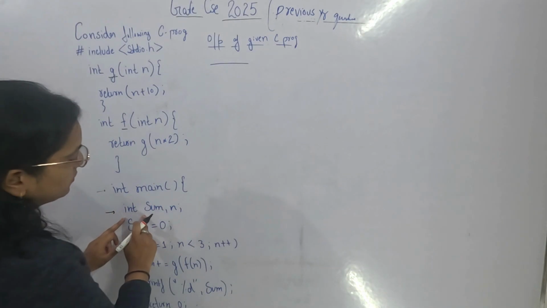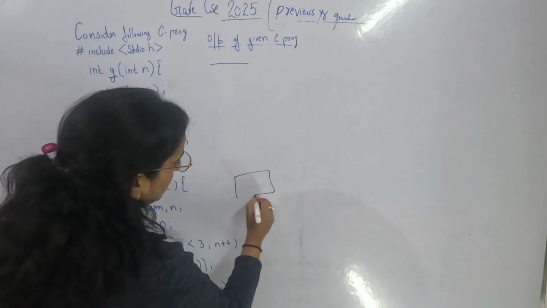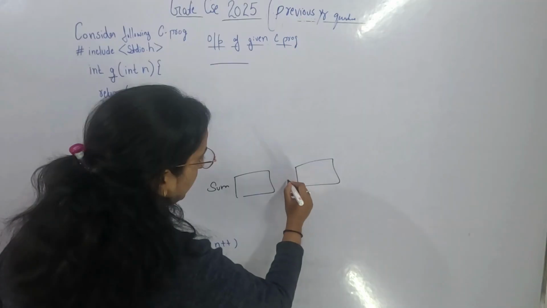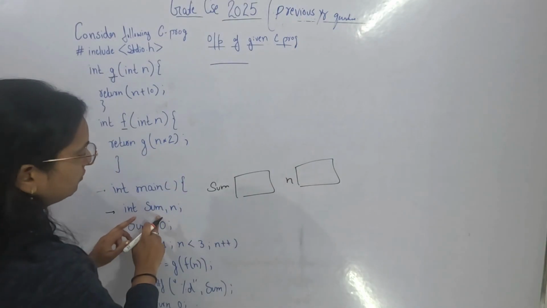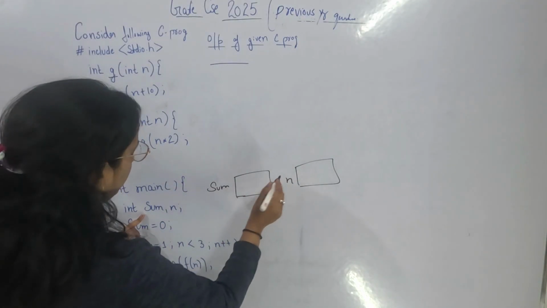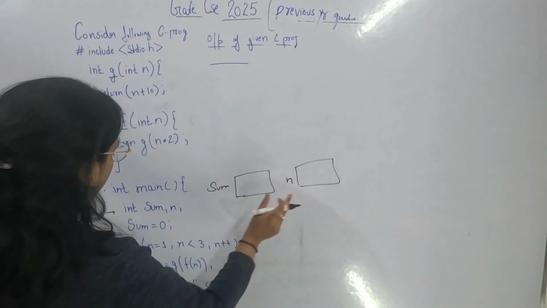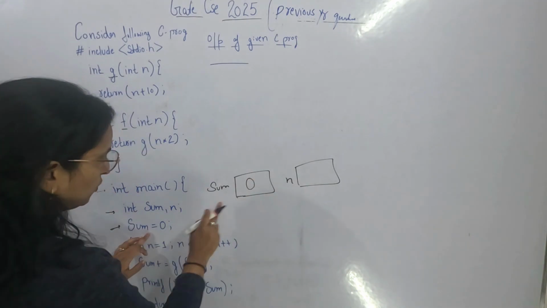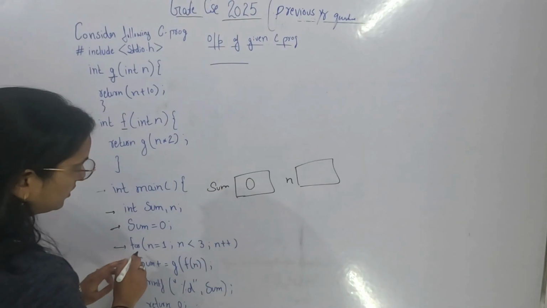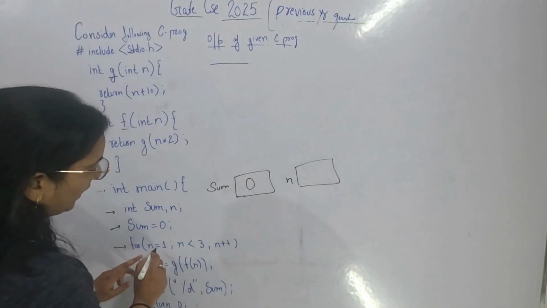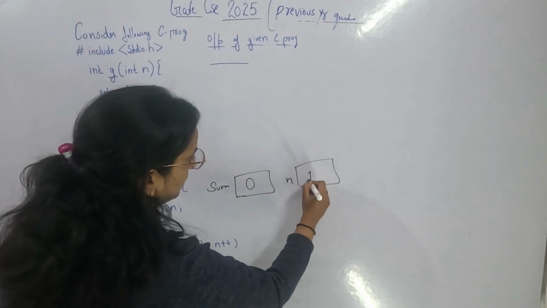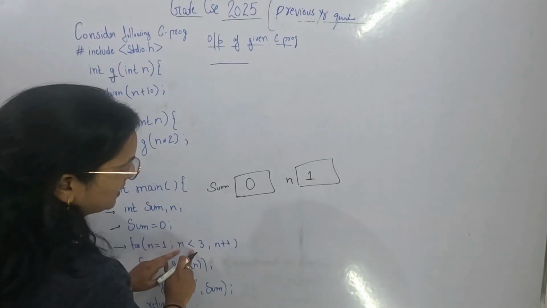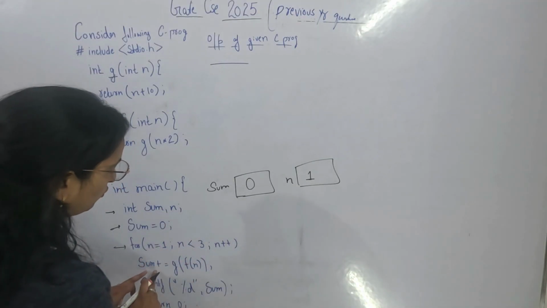First, we can see that two integer variables, sum and n, are declared. Then in the next step, sum is initialized with the value 0. Now the third step, a for loop for n equals 1. Now n is initialized with the value 1. For n equals 1, 1 is less than 3, so the condition is true. Then we will move to this statement.